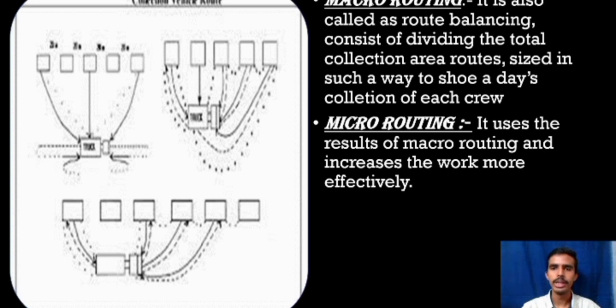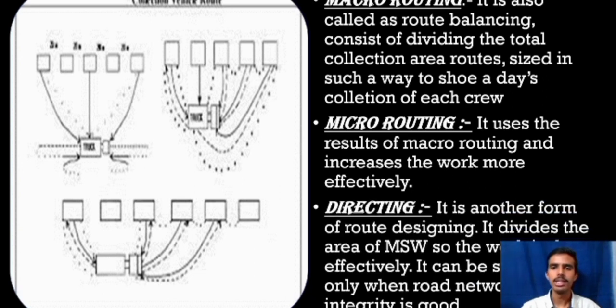Micro routing. It uses the result of macro routing, or analysis of macro routing, so that the work is done more effectively. Last, directing. It is another form of route designing. It divides the area of MSW in such a way that the work is done more successfully or effectively. It can only be successful when the road network is good and the integrity is also good.